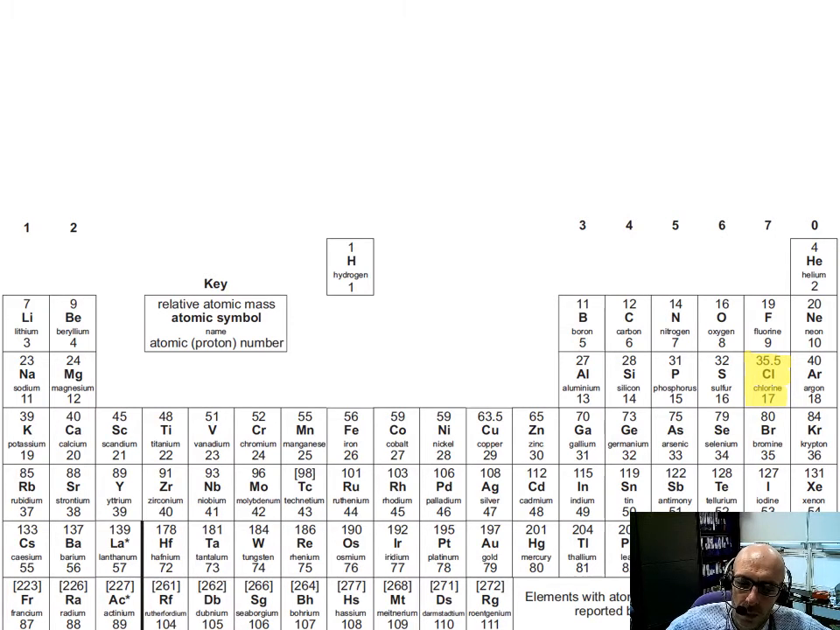So there I am with my chlorine, and it's got an atomic mass of 35.5. But that can't be true. You can't have half a neutron or half a proton, and that's because it's an average. Now, what I just wanted to quickly do is try and explain what an isotope is. We're going to come back to chlorine in a few minutes, but here's an easy example.